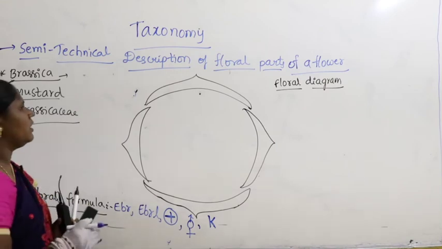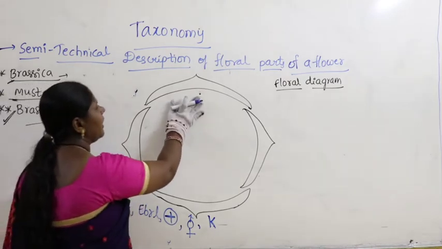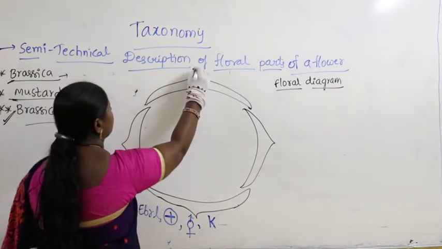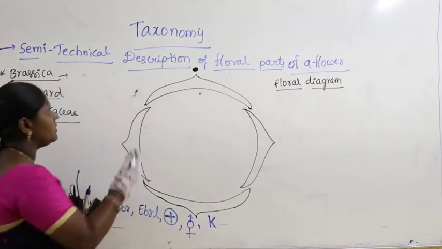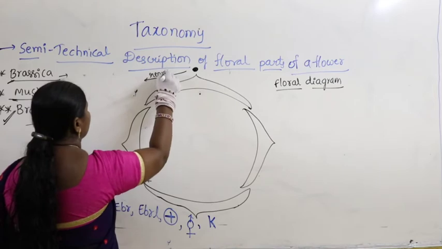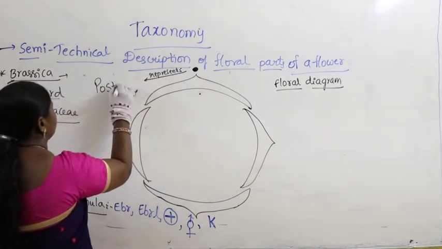Now in this floral diagram, if you look carefully, above the floral diagram we keep a dot, or you can keep a circle. What does the dot or circle represent here? The dot represents the posterior side.